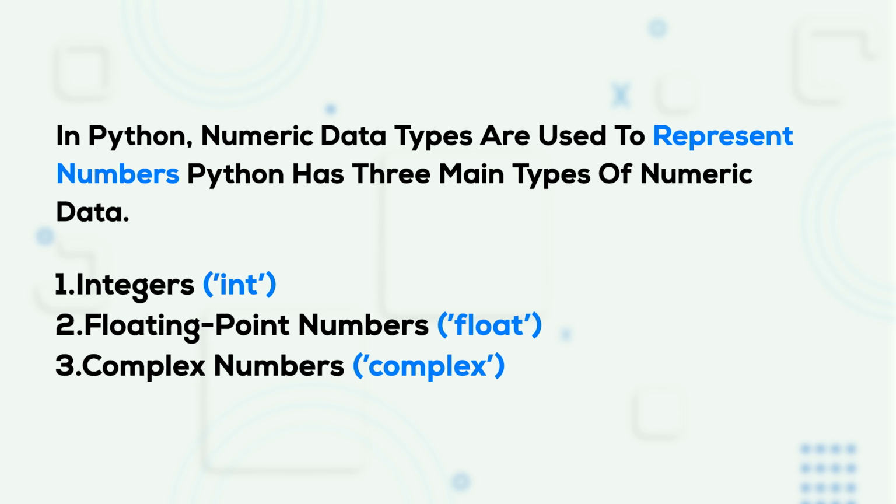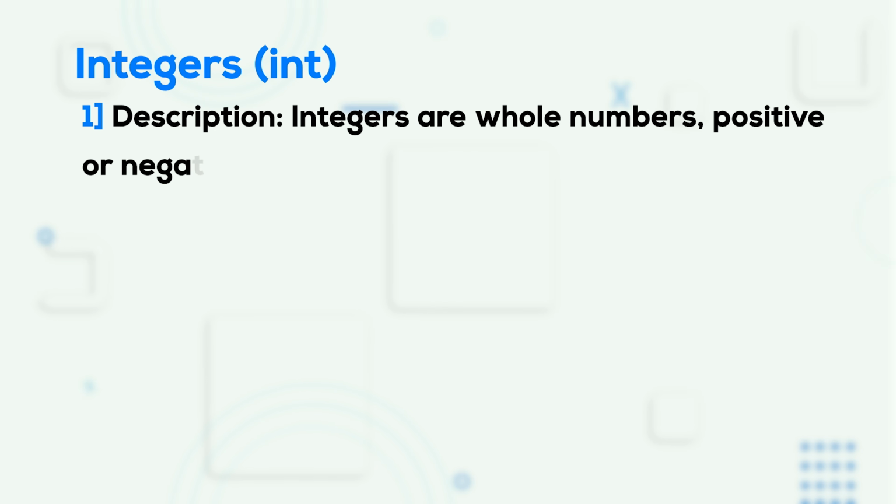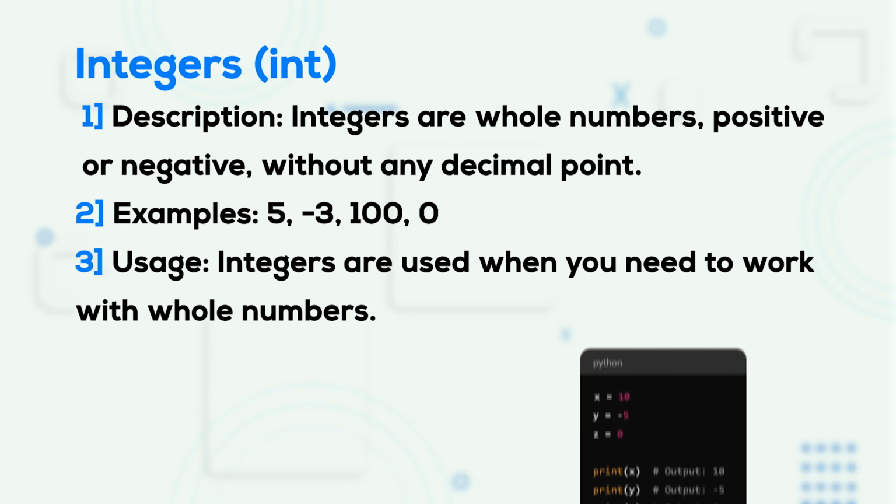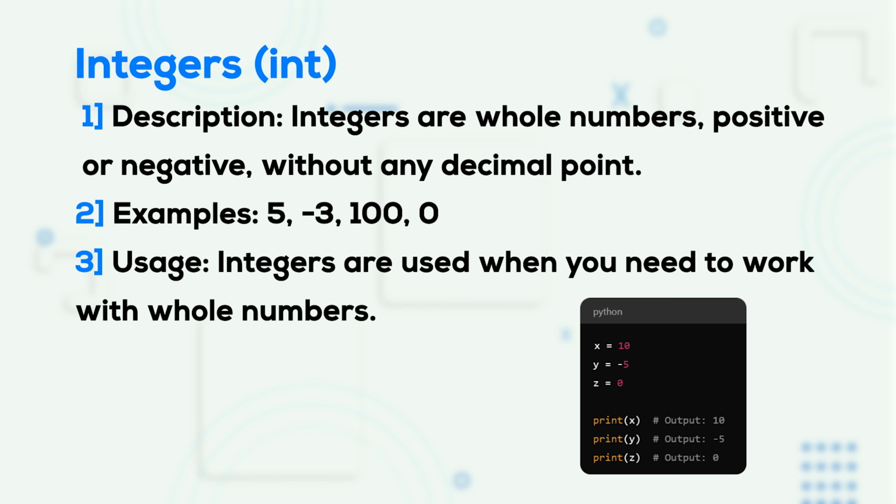First, let's discuss Python integers. A Python integer is treated as a whole number. It can contain both positive and negative numbers, without any decimal points or fractional part. There is no limit on how long an integer value can be, and it comes under the class int.